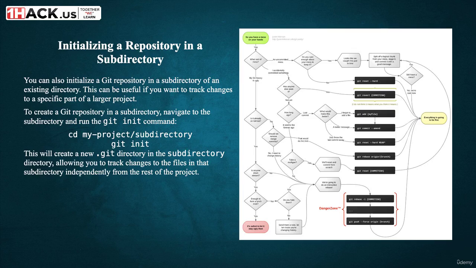To create a Git repository in a subdirectory, you can simply navigate to the subdirectory in your terminal or command prompt and run the git init command: cd myproject/subdirectory, then git init. This will create a new .git directory within the subdirectory, allowing you to start tracking changes to the files in that subdirectory using Git. This can be a useful way to manage complex projects and maintain separate version control histories for different parts of your codebase. Initializing a repository in a subdirectory is a powerful feature that gives you more flexibility in how you structure and manage your Git-based projects.